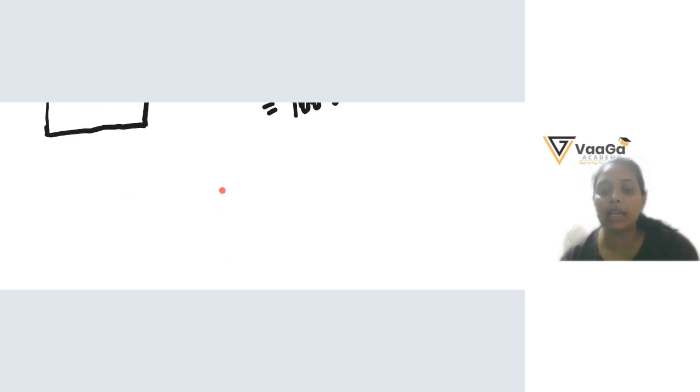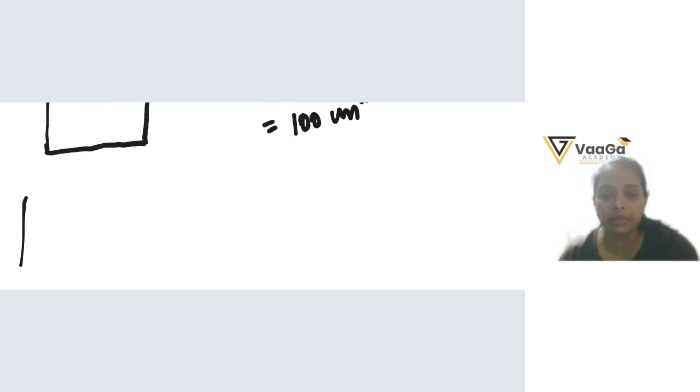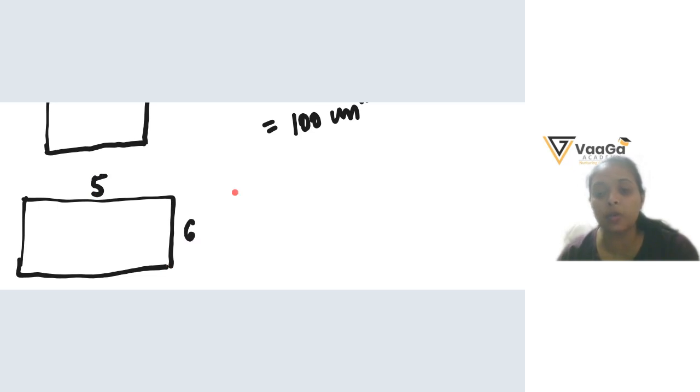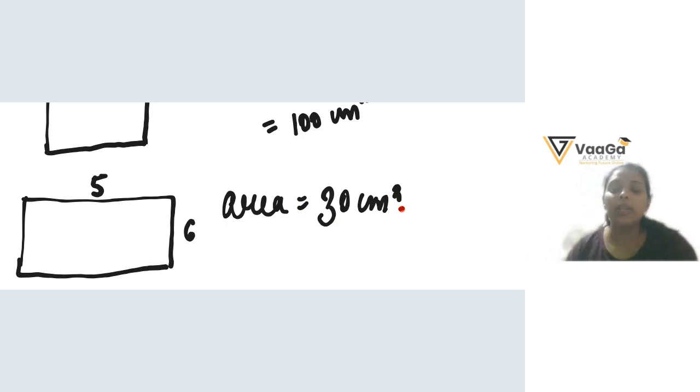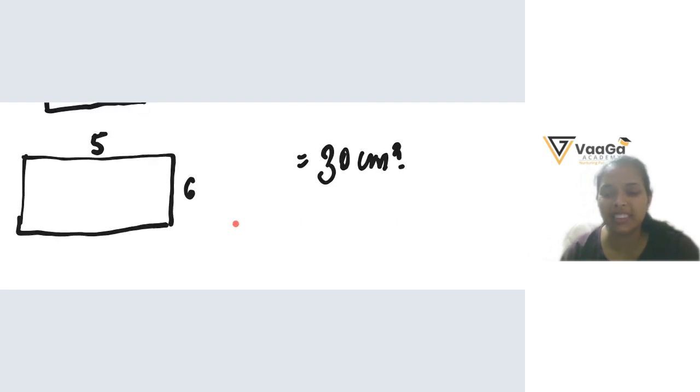And what about the rectangle? Let's say this is the rectangle I have. Let's say this is 5 and this is 6. So what will be the area? 30. Right, 30 centimeter square. Okay, very good. Now let's do one of the previous year questions, or one of the interesting questions you can say. Let's say this is the shape I have.